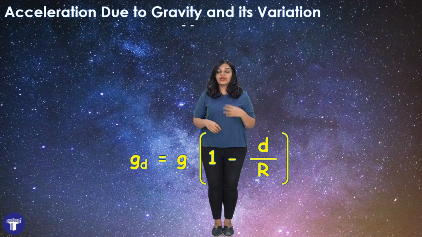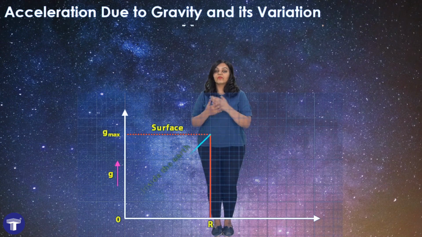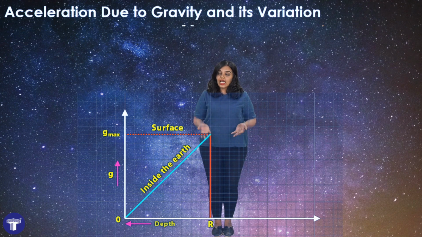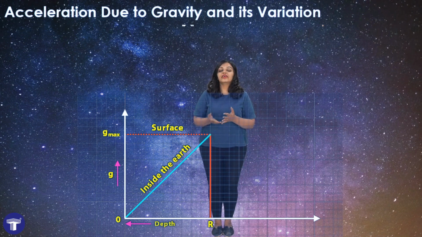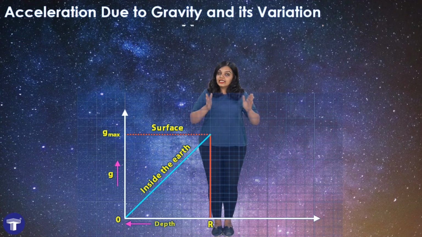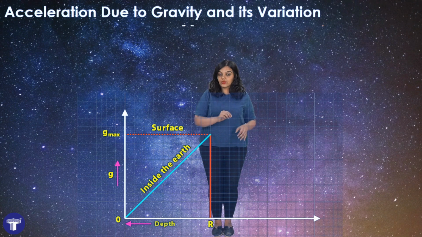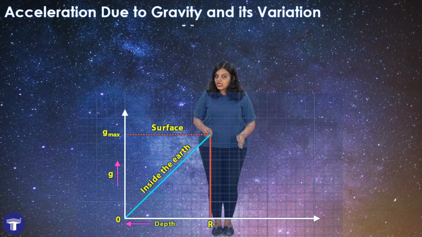Now from this formula we can plot the acceleration due to gravity versus the depth of the object from the surface of the Earth, and it's very obvious to see that it will come out to be a straight line. This is because d lies in the numerator and it has a linear relationship, and you will get a straight line starting from the center of the Earth, which is denoted at the origin, up to R, which is the surface of the Earth.